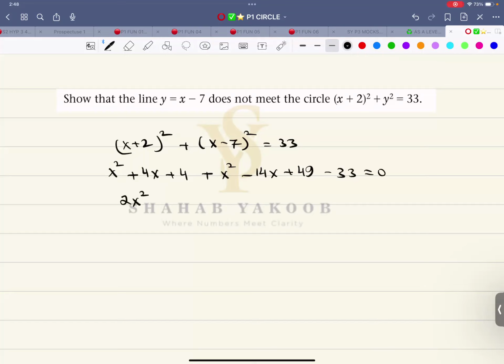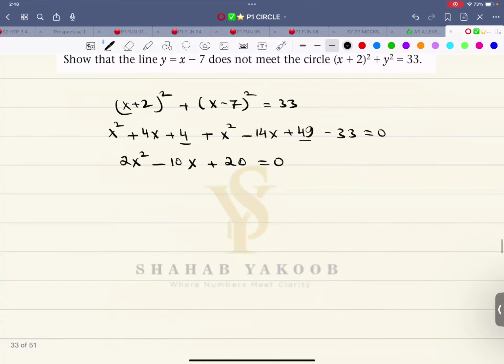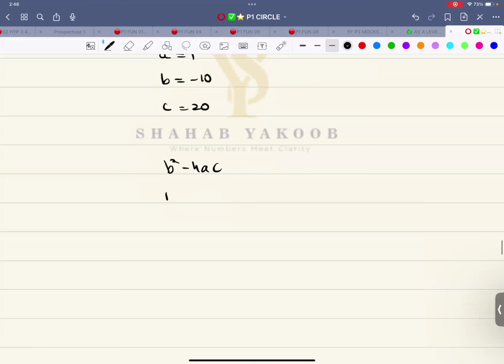This is 2x squared. Let me just push this down. And this is 4 minus 14. That is negative 10x. And 4 plus 49. How much is that? 53. 53 minus 33. That is positive 20 equals 0. A is 1. B is negative 10. C is 20. Evaluate b squared minus 4ac. So this is negative 10 whole square minus 4 into 1 into 20.